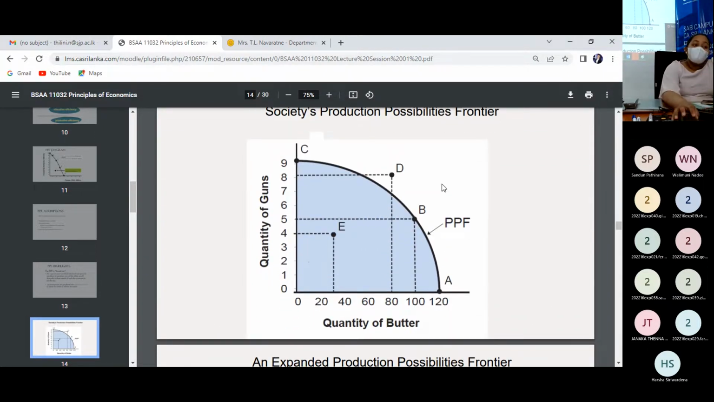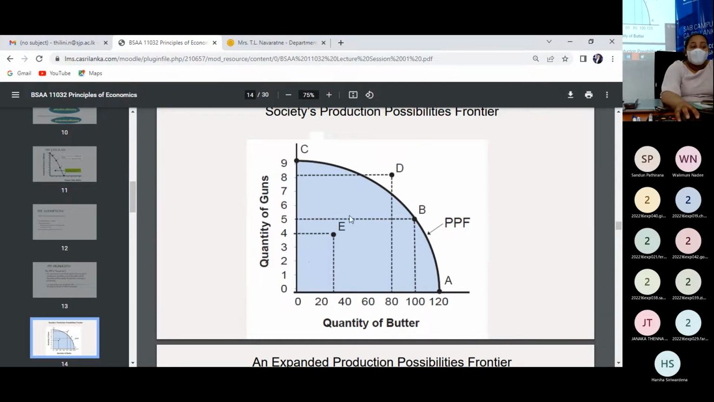So now if you take points, we can have a point outside, right? D. We can have a point inside. We can have a point within the blue area. Perfectly, people would prefer to have a point on the PPF. Outside the PPF is much more desirable, but we can't achieve it. Why is that? Scarcity. Because of scarcity, we cannot achieve D.